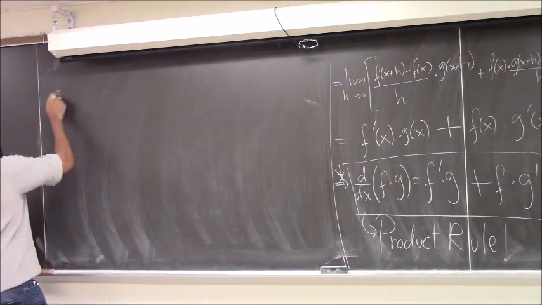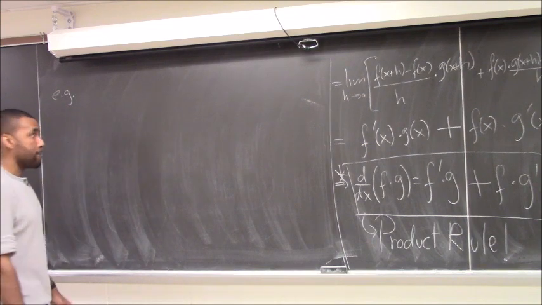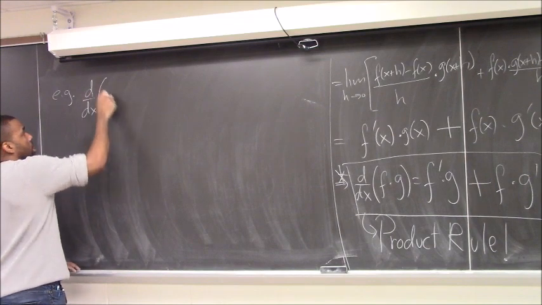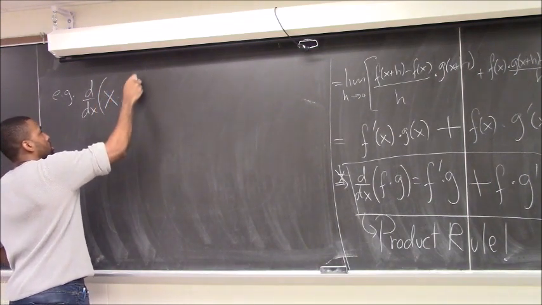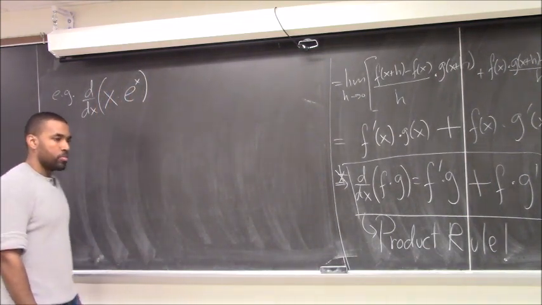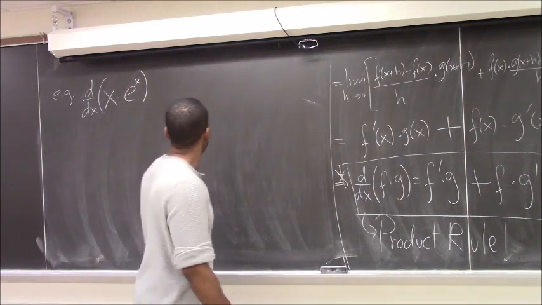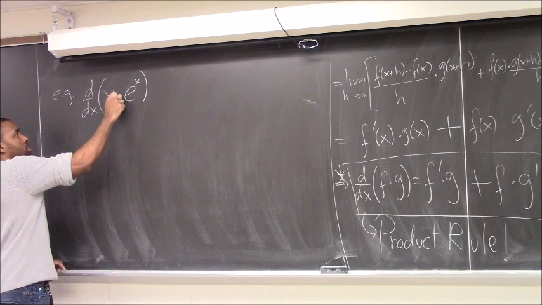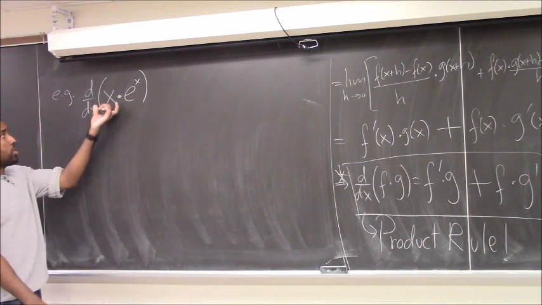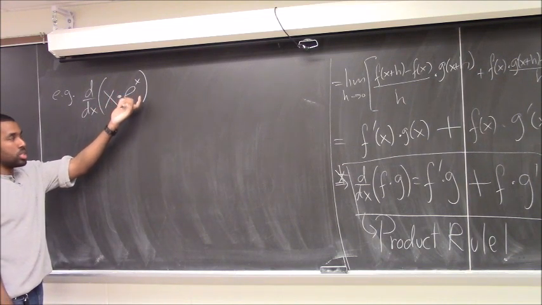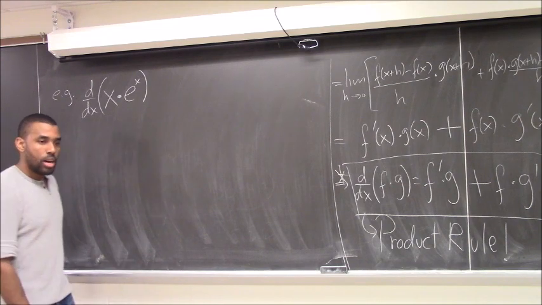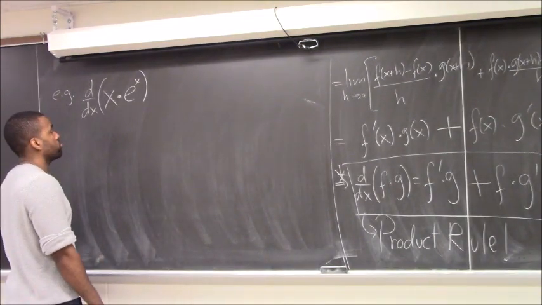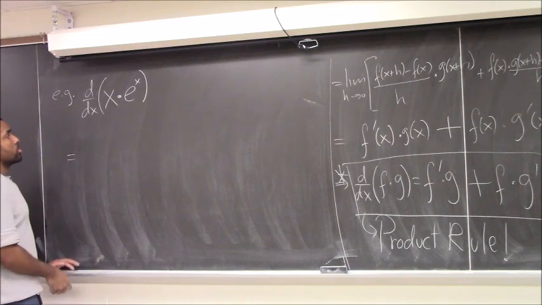Let's do an example here. Let's say I wanted to differentiate x times e to the x. Notice here this is a multiplication of functions. I have one function which is x, another function which is e to the x, and I'm multiplying them together. How do I find the derivative? Take the derivative of x multiplied by e to the x.